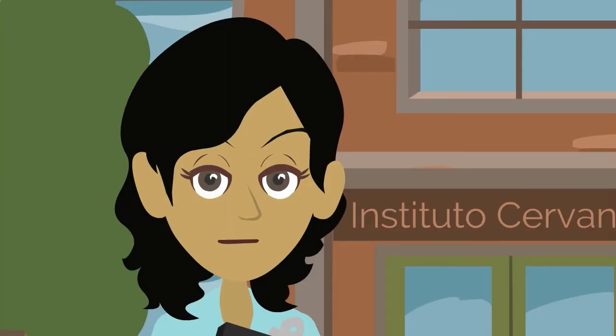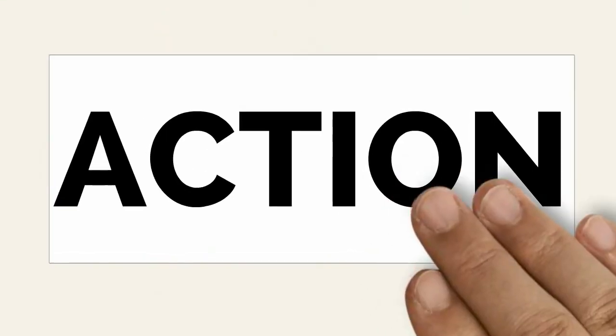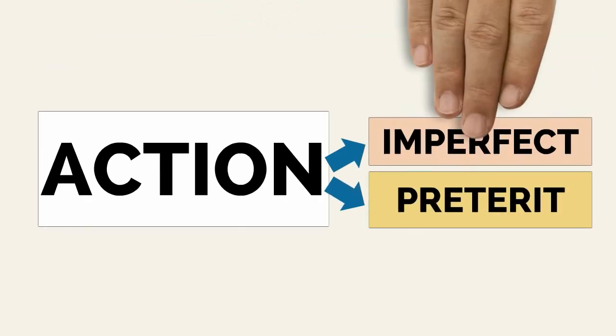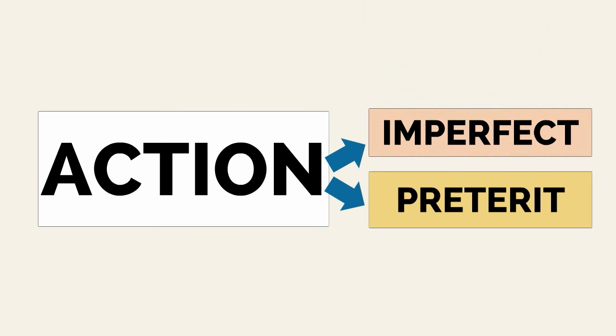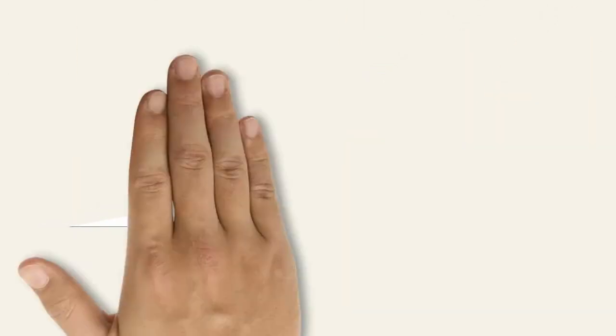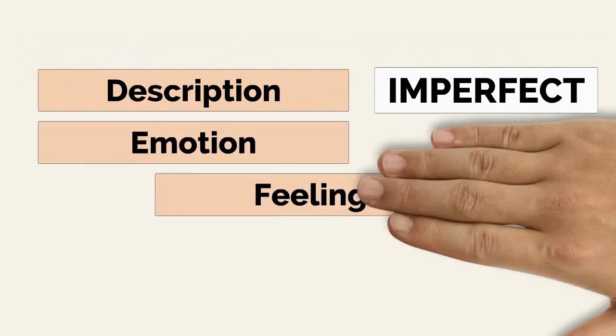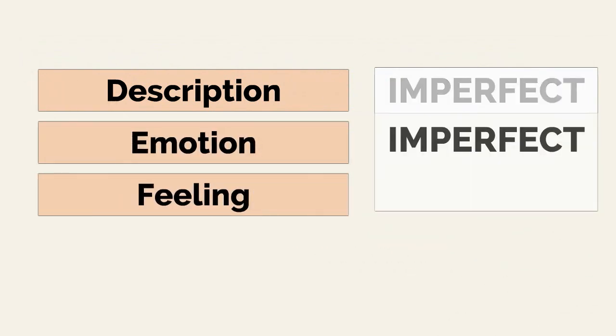When you talk in the past, you need to ask yourself, 1. Is this an action or something I did? Use the preterite or imperfect based on when the action took place. 2. Is this a description? Use the imperfect. 3. Is this an emotion or a feeling? Use the imperfect.